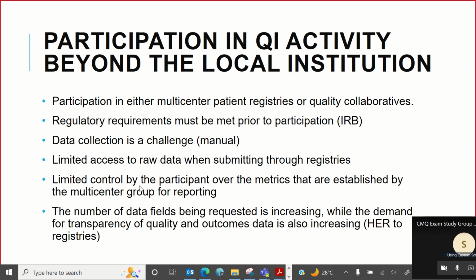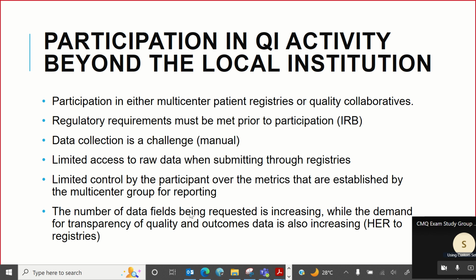It also says there is limited control by participants over the metrics that are established by the multi-center group for reporting. So you are reporting and collecting data, but sometimes you are not even part of the team making decisions over what metrics you are going to report and what you would like to see for this type of population. And they say here that sometimes those groups need to be part of committees. If you are not a member in that committee, you don't really have a say in what data or what metrics will be collected for that specific study.